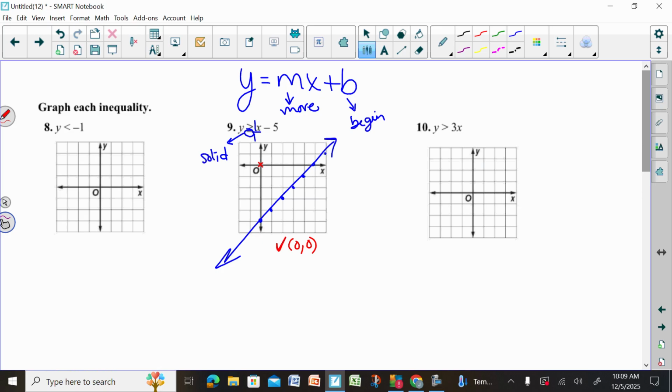This is my little check mark of showing what I'm checking. I'm using 0, 0. So I'm going to plug in 0 for x, 0 for y. The nice thing about 0, 0 is they're just easy to work with. So I'm using this inequality and bringing it down here.